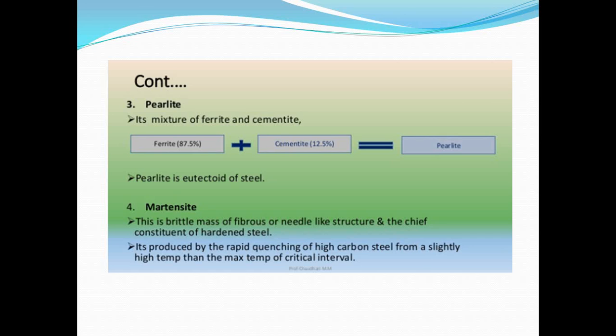Initially we heat the high carbon steel at high temperatures above the critical temperature, and then directly cool it down. So rapid quenching is done so that we get this kind of martensite material. This martensite material is normally brittle in nature, and in structure it looks like a needle.